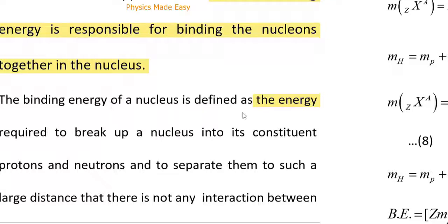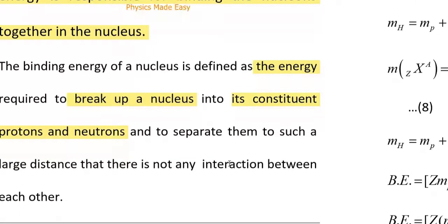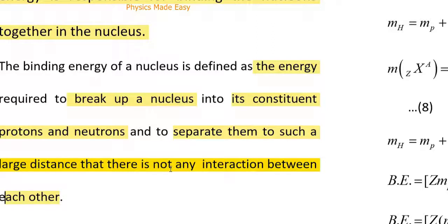The binding energy of the nucleus is defined as the energy required to break up the nucleus into its constituent protons and neutrons. First, breaking up the nuclei, plus, and this line is very important, separating them to such a large distance that there is no interaction between them. First, breaking up the nuclei into its constituent nucleons. Nucleons means protons and neutrons.